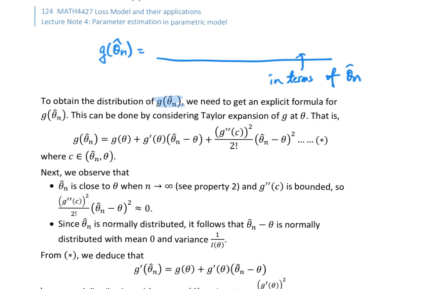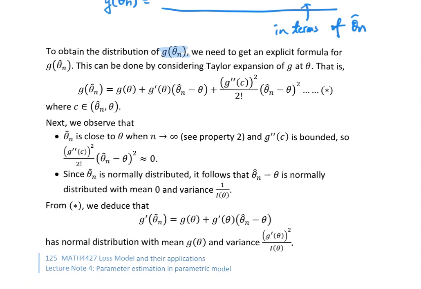Now, apparently it will be very tricky to do so, because you don't know the exact values of the function g. So in order to obtain this formula, the only thing we can do is to do it by brute force. What do we mean by brute force? We will try to get this formula through the Taylor expansion.